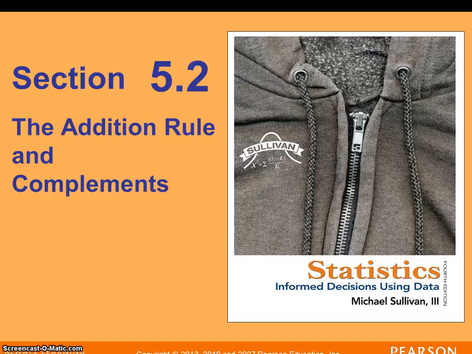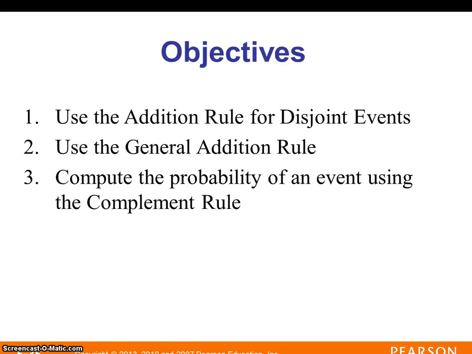Hi everybody. So the next section we're going to look at is section 5.2, which is on the addition rule and complements related to probability. Some of the objectives in this section will be to use the addition rule for disjoint events, those will be events that don't really have any overlapping connection. We'll use the general addition rule, and then we'll compute probability in an event using the complement rule.